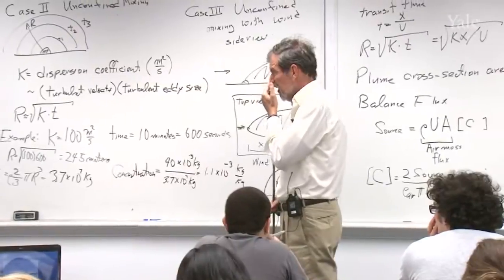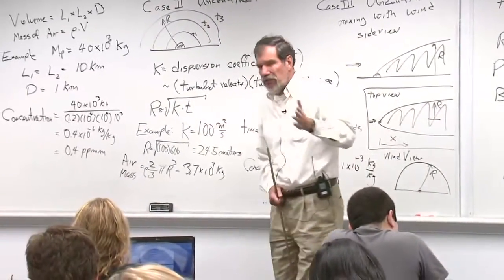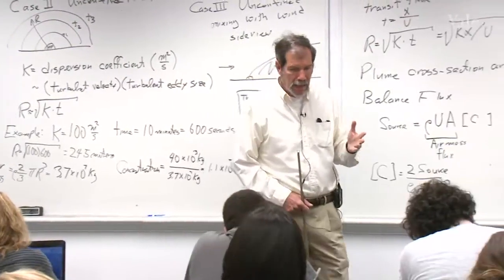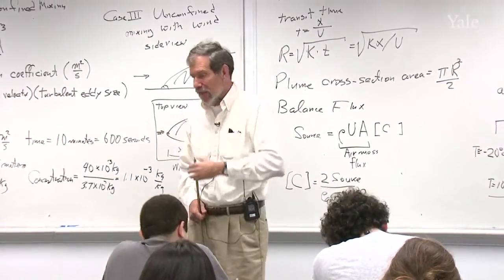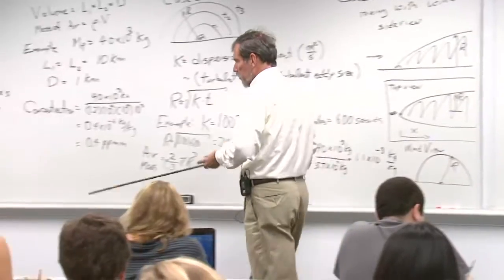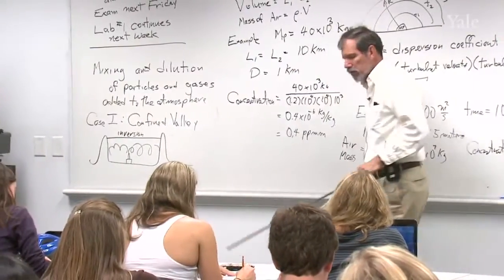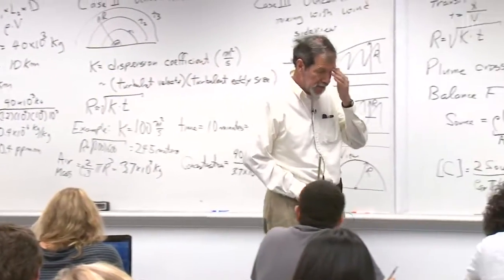So the easiest case, maybe it's a little bit unnatural, but not so much, is that you're in a confined valley and you know the dimensions of the valley, the horizontal dimensions of the valley, and the valley is capped in some way. I've written here that it's capped by an inversion.